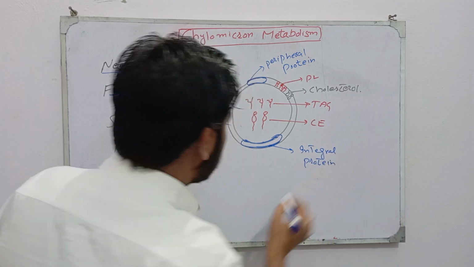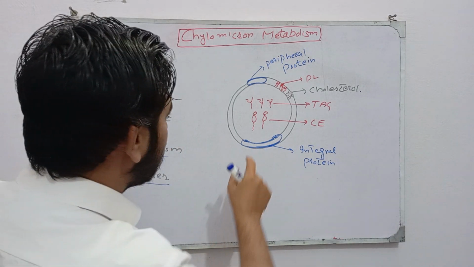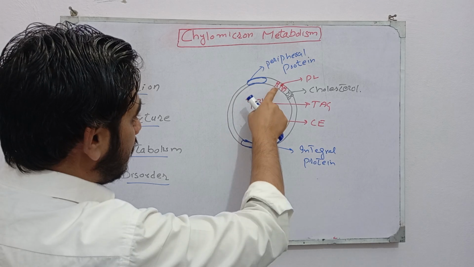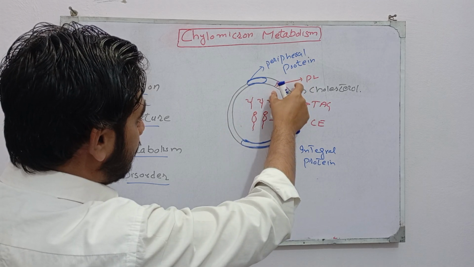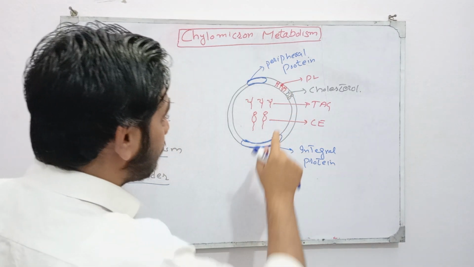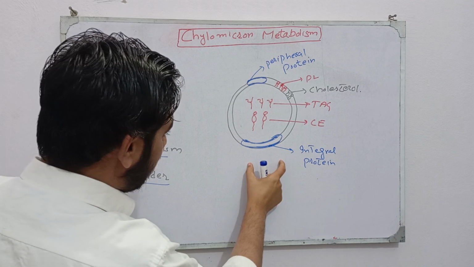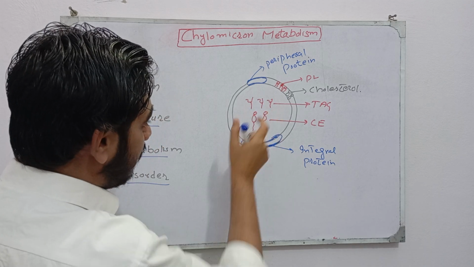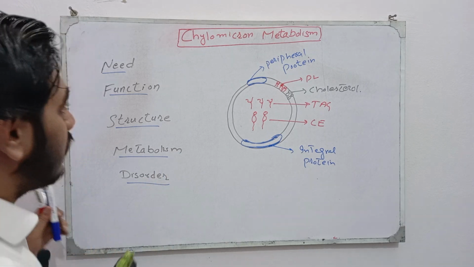So students, this is the structure of chylomicron. It consists of two layers. At the outer layer, there is only one layer of phospholipid, cholesterol, peripheral protein and integral protein, and inside are triacylglycerol and cholesterol ester. Now coming to the metabolism of chylomicron.